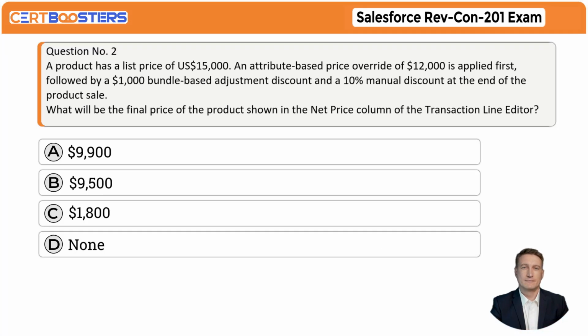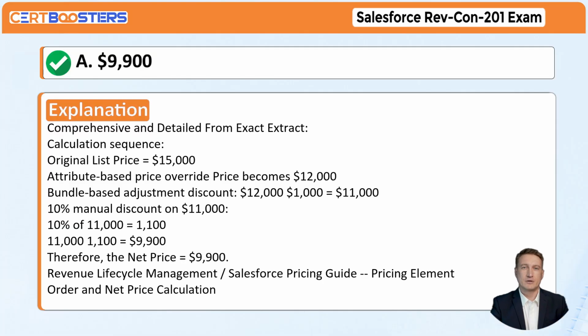Question number 2. A product has a list price of US $15,000. An attribute-based price override of $12,000 is applied first, followed by a $1,000 bundle-based adjustment discount and a 10% manual discount at the end of the product sale. What will be the final price of the product shown in the net price column of the transaction line editor? A. $9,900. B. $9,500. C. $1,800. Answer. A.